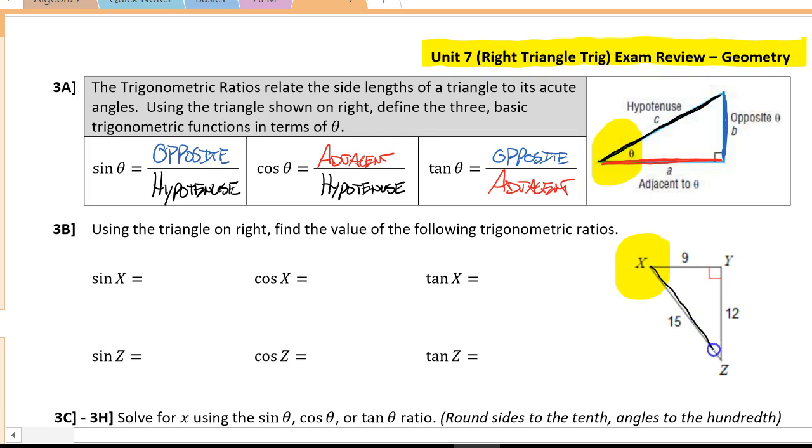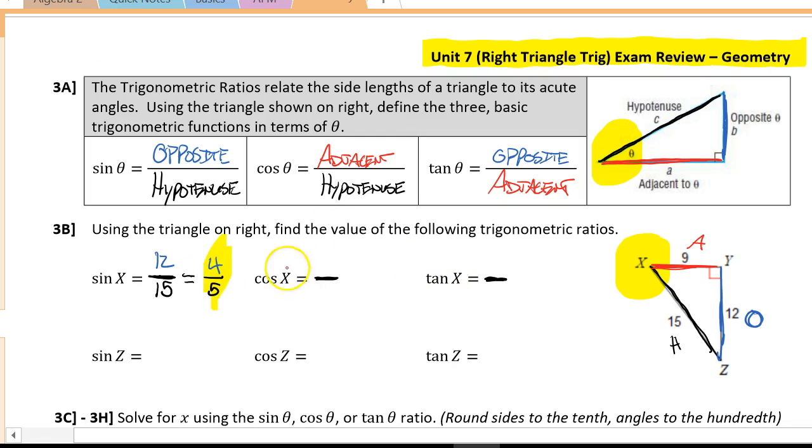I'm going to label my sides accordingly. This is going to be my hypotenuse. It's the biggest side in the triangle. The adjacent side is the other side that makes up my highlighted angle. So this is my adjacent side. And lastly, this would be my opposite side. So if I wanted the sine ratio, the sine is the opposite over the hypotenuse. The opposite side, 12 over the hypotenuse of 15. This reduces down, giving us 5 in the denominator and 4 in my numerator, 4 over 5. Same idea for the cosine and tangent.